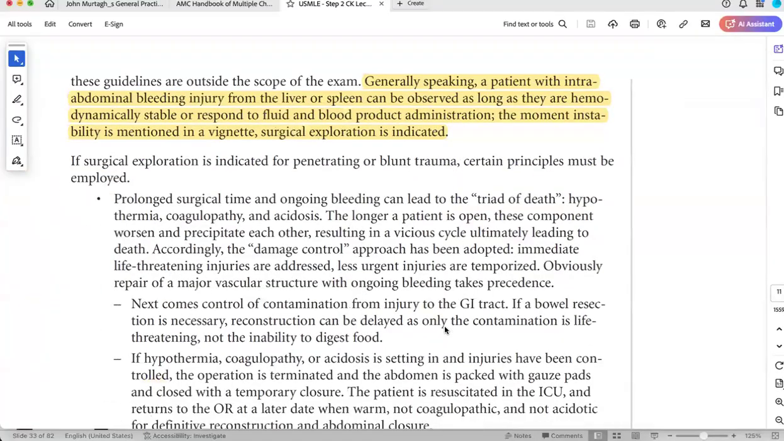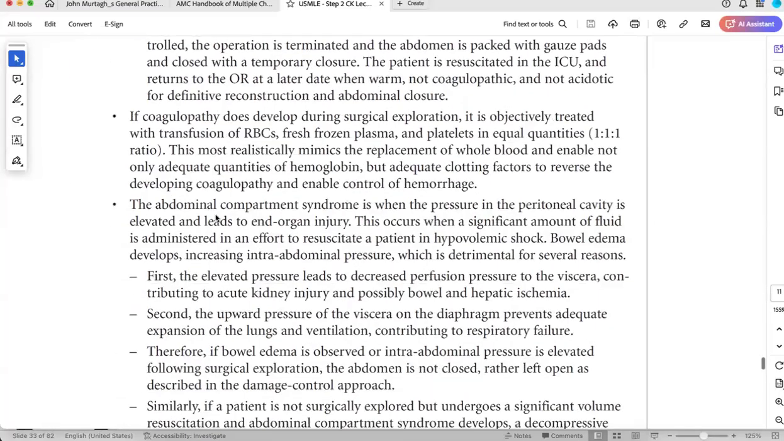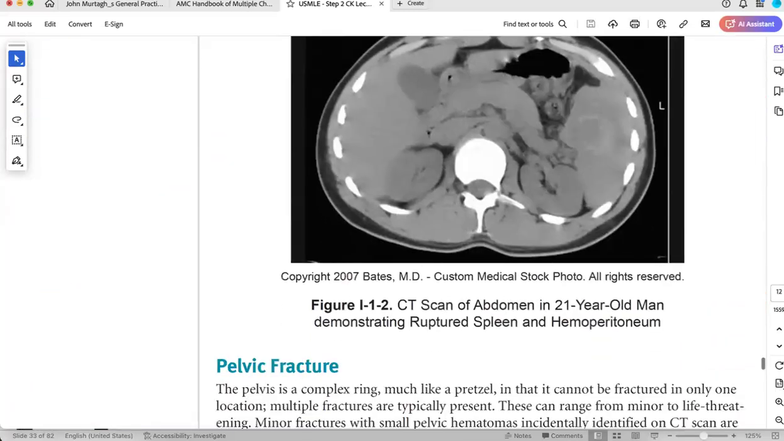Now, if we're thinking about an intra-abdominal organ injury, the most common injury is either liver injury or spleen injury, and sometimes kidney injury. Those are usually the three organs which get injured most. Generally speaking, a patient with intra-abdominal bleeding from liver or spleen injury can be observed as long as they are hemodynamically stable. So for most liver or spleen injury patients, we can do expectant management, which means wait and watch. All right. Now, spleen injury comes up in exams, so we'll give it a go.